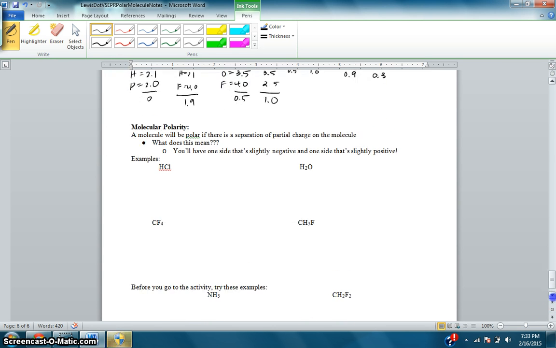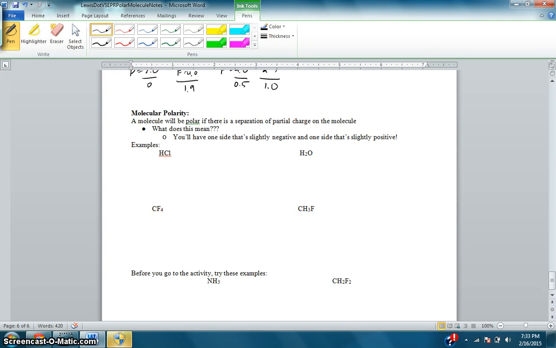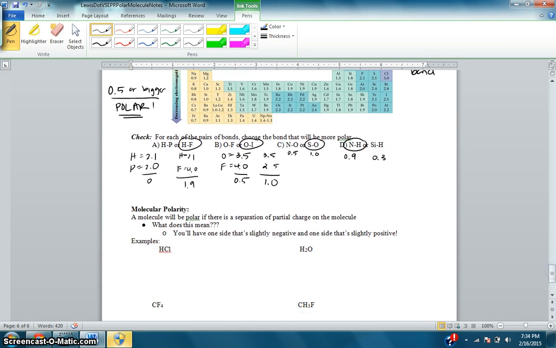So the reason we want to figure out if bonds are polar or not is because we can use them to determine if a molecule is polar or nonpolar. And this is what we're going to focus on in class tomorrow. I really want you guys to focus on identifying whether or not you can determine if a molecule is going to have polar bonds or nonpolar bonds. So I'll teach you guys this tomorrow.